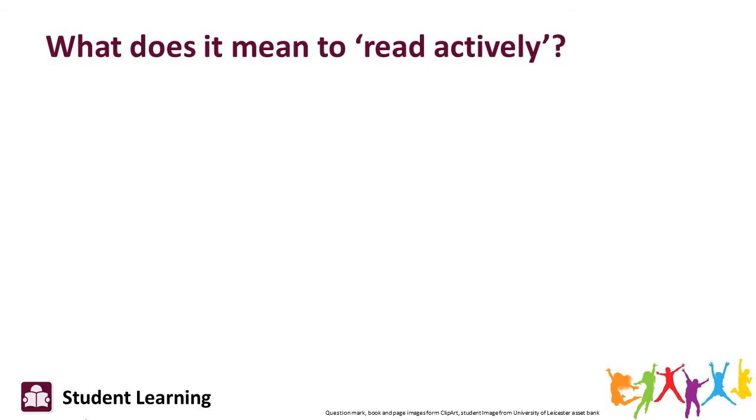What exactly do we mean by reading actively? The idea behind reading actively is that we put ourselves in charge of our reading, rather than letting the source dictate how we do so. The sources which you come across will not have been written with you or your particular purpose or assignment title in mind, so this makes perfect sense. So how do we do this in practice?